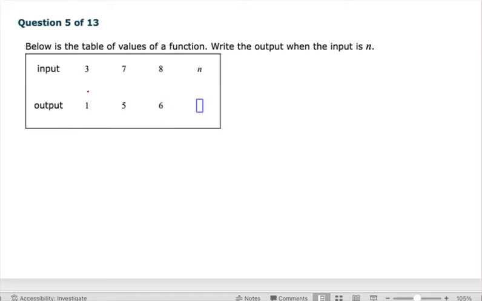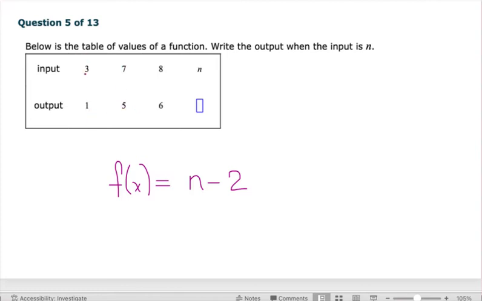Input is 8, we come out with a 6. So what are they doing each time? Our function is what? Let's see if we can name it. f of x is what we call a function, equals the input n minus 2. Okay, because isn't our output always 2 less?